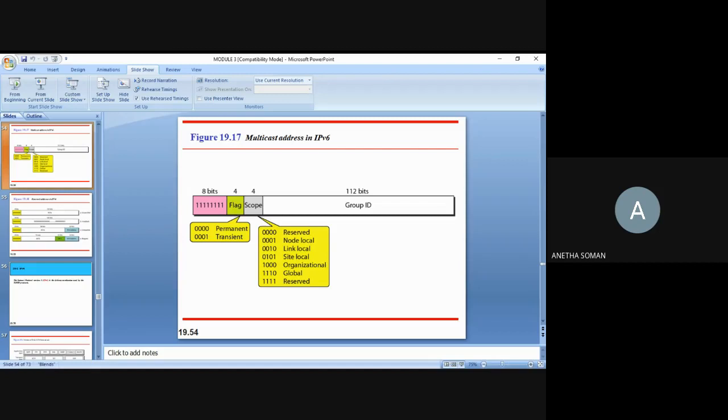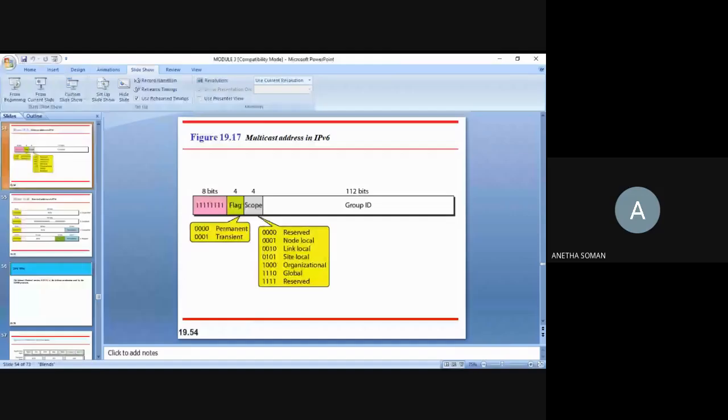So you should be able to remember the difference between the multicast address in IPv4 and in IPv6. Just remember the format: multicast addresses are used to define a group of hosts, and the packet must reach each member of the group. Now, what is the address format in IPv6?